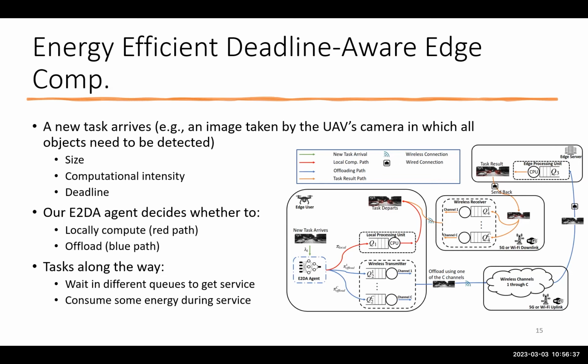this system model here, where we have tasks that are sent to the edge devices. These tasks are modeled by size, computational intensity, and deadline. And then our decision agent chooses whether to locally compute the task using the local processing or upload it to the edge server to be computed there, using one of the communication channels or communication technologies available to it. These tasks along the way wait in different queues. They have waiting times. They consume some energy.